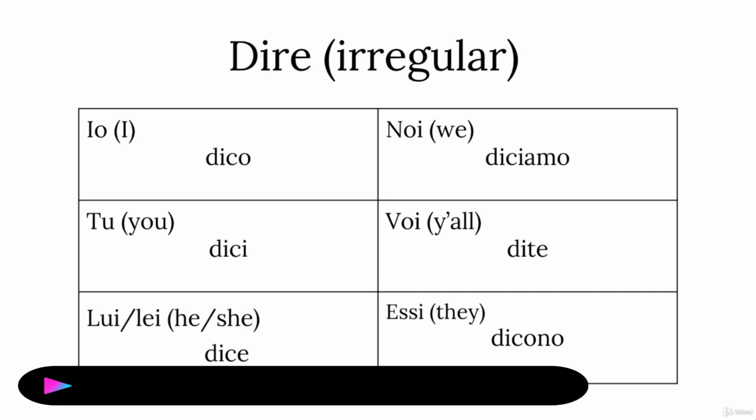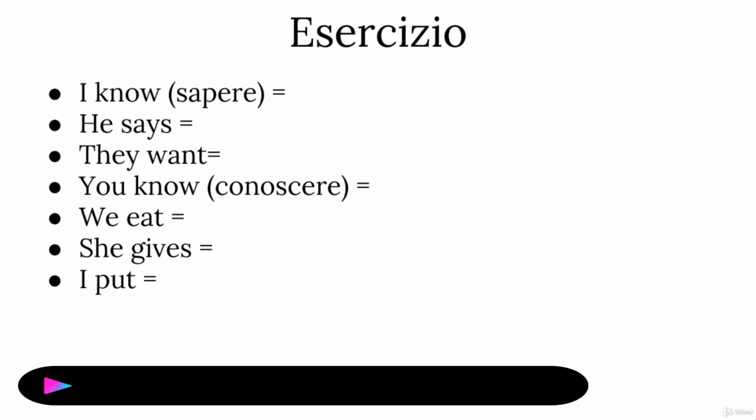Okay? Perfect. So let's do a small exercise, un esercizio. Once again, as we have done in lesson 9, what you have to do is to translate the verbs into Italian. Okay? I'm quickly going to read them in English so that you can have an overview, and then just pause the video to take your time to complete the exercise. I know. He says. They want. You know. We eat. She gives. I put. Okay, so now it's time to do the exercise. Just pause the video, because I'm going to review the solutions now.